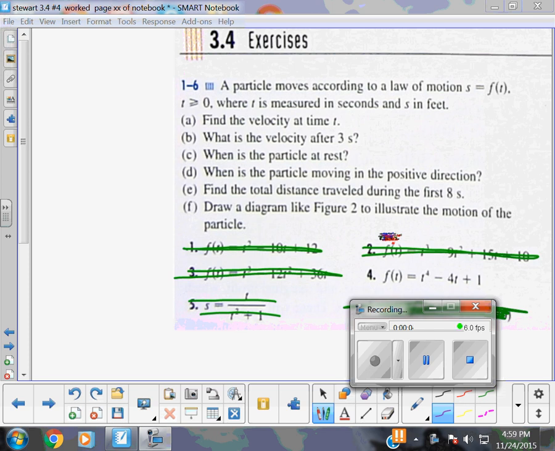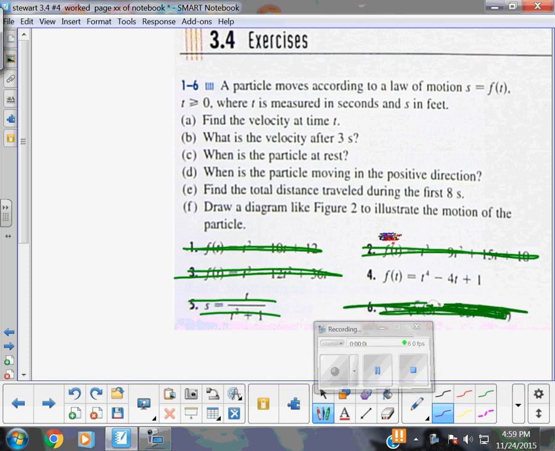All right. So Stewart, book 5E, section 3.4. It's on related derivatives. Number 4 is what I'm going to do. The whole 1 through 6 has the same instruction.